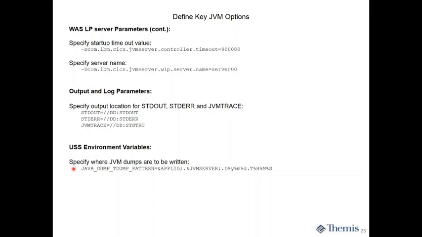JVM dump, what should the format be for a dump name? Okay, this is the pattern: Apple ID, followed by the JVM server name, followed by the date, followed by the time. So that's kind of the pattern for if it's going to put out dumps. And again, I'll show you where those are going to go in a moment.